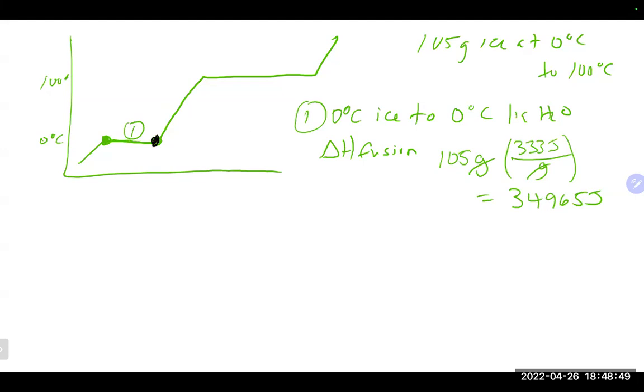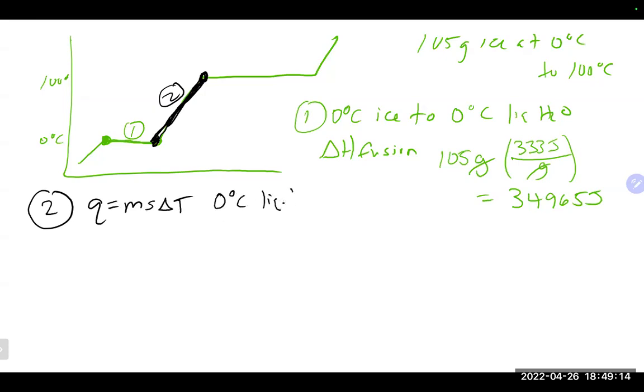The next thing that would happen is that liquid water at 0 degrees would go to liquid water at 100 degrees. That is liquid water all the way through that process; it stays the same phase, but we change the temperature. So for the second part of the process, we would use the specific heat equation to take it from 0 degrees liquid water to 100 degrees liquid water.